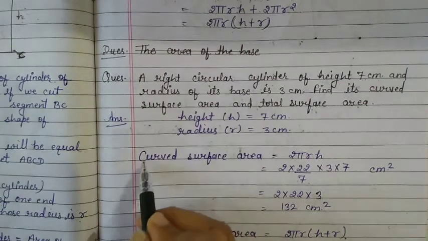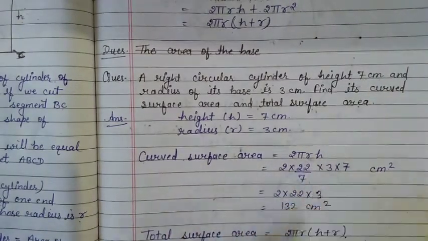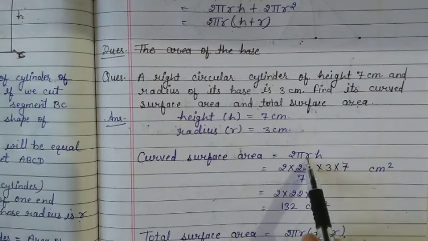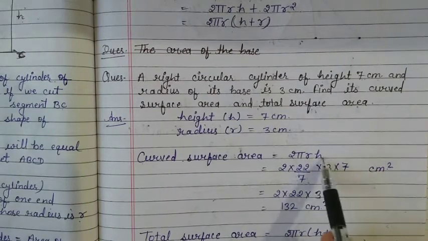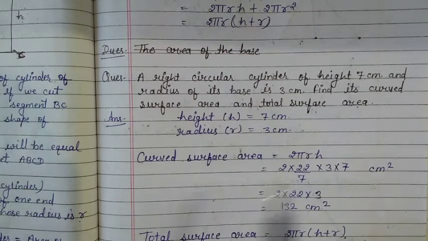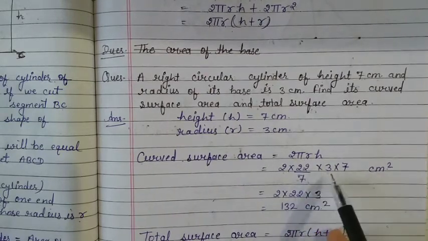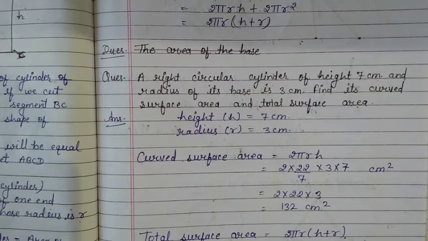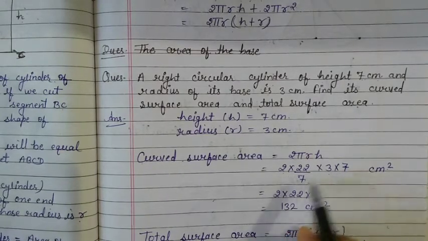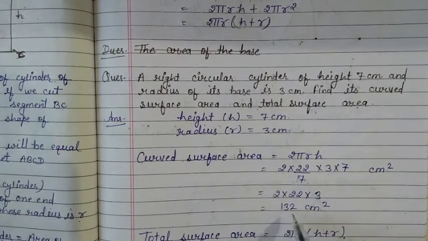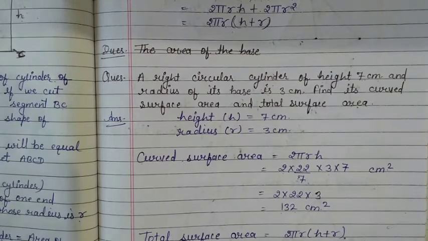Okay, firstly we will find the curved surface area, that equals 2 pi r h. Here r is given as 3 cm and h is given as 7 cm, and we know that the value of pi equals 22 upon 7. So 2 into 22 upon 7, r equals 3 and h equals 7. When we solve this, we get our answer 132 centimeter square.